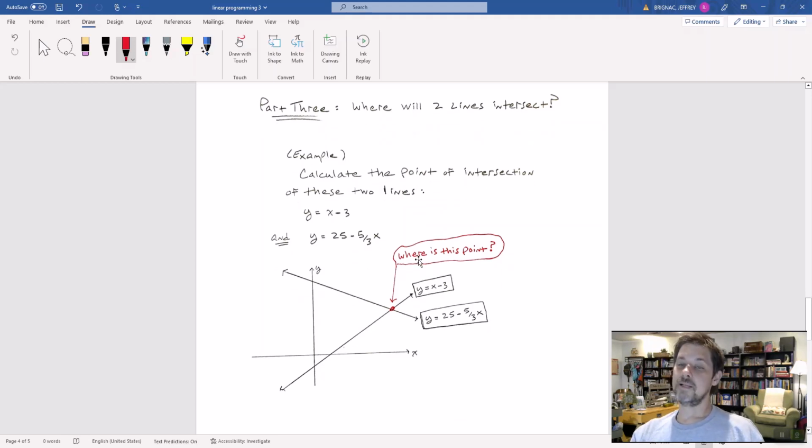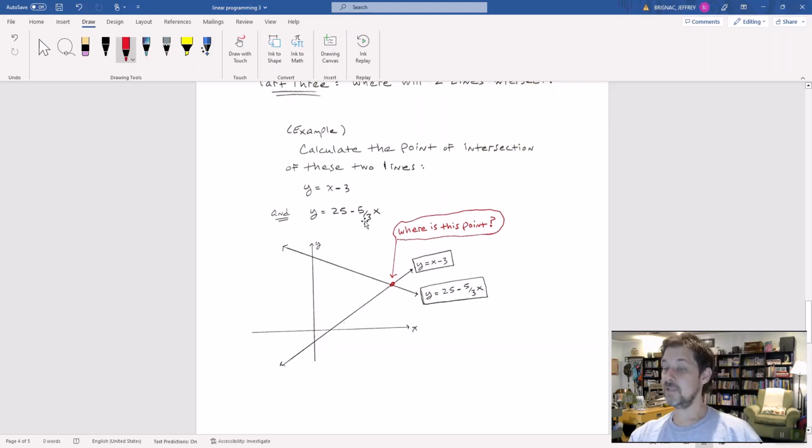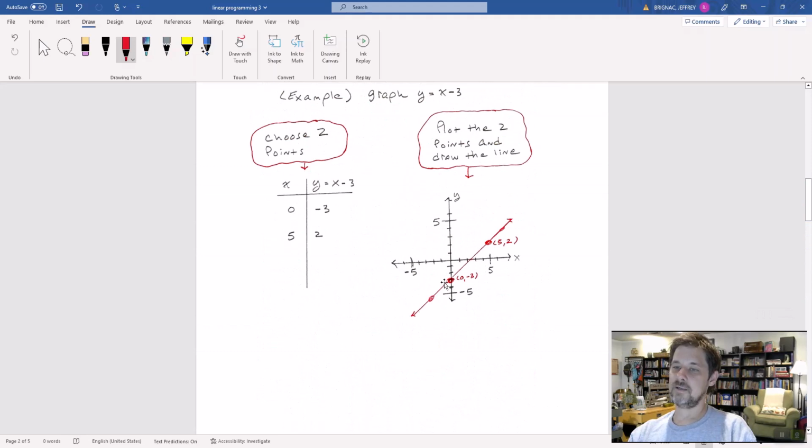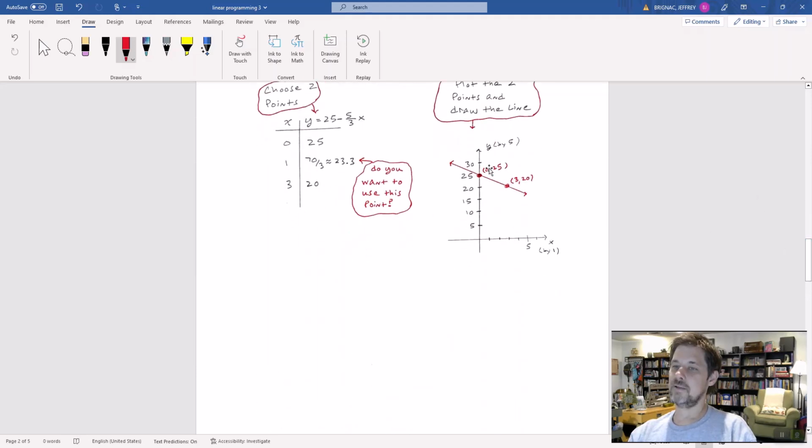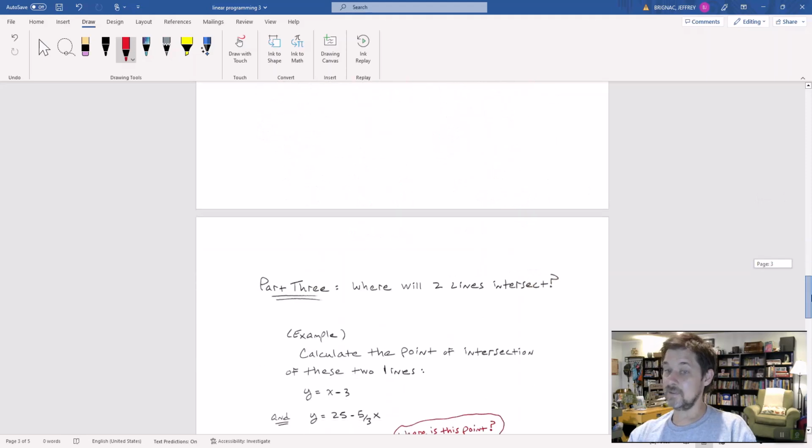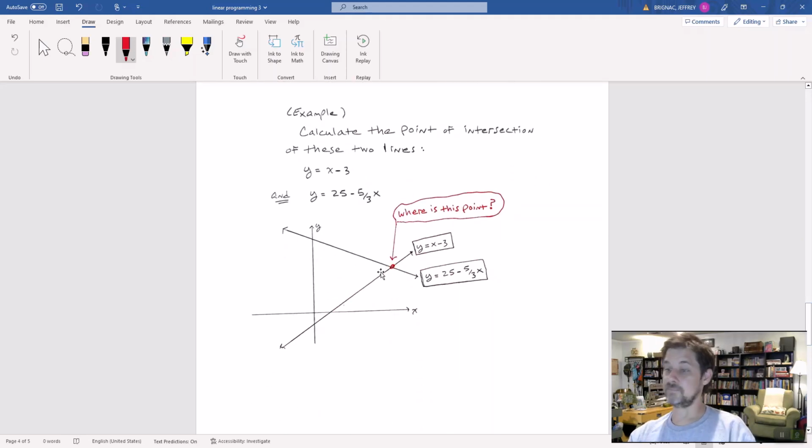Okay, all right, so here I have my 2 examples I've used so far. I've graphed each of these on their own already. I drew y is x minus 3, and then I drew y is 25 minus 5/3 x. I drew both of those by plotting 2 points and connecting them. Now if you draw them together, they do intersect. Imagine if you took this line that kind of goes up and to the right and you plot it together with this one that goes down and to the left, then they will cross at some point. The only time lines don't cross is if they're parallel to each other.